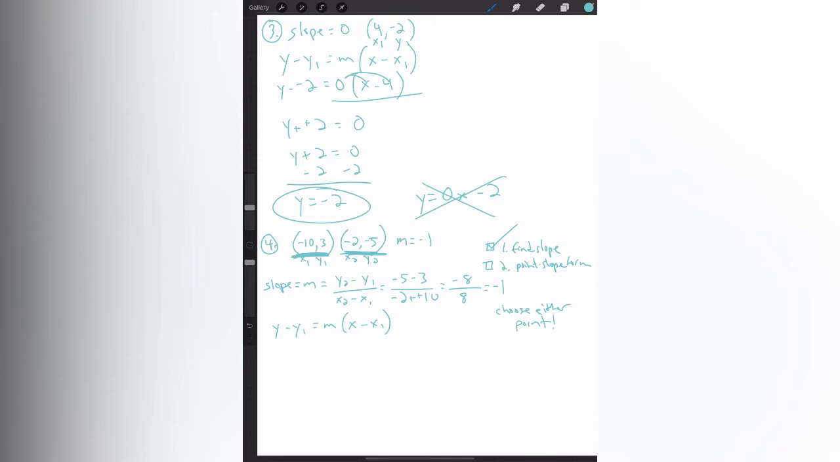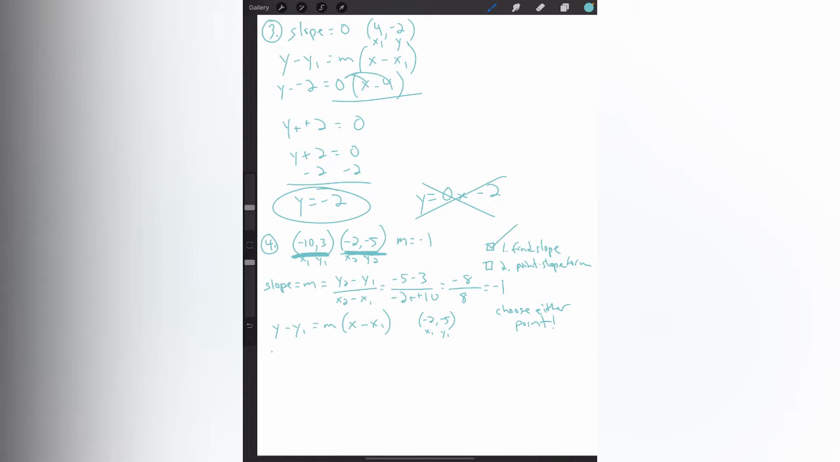I'm going to choose negative 2, negative 5. Now I have it chosen, all right? That's my x1 and that's my y1. Okay, don't get that confused. Just because up here you labeled it x2 and y2, that was just to find the slope. Now I've picked a point and I've just labeled it x1, y1. I could choose either one, it doesn't matter.